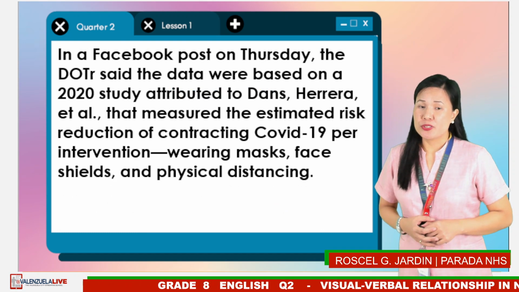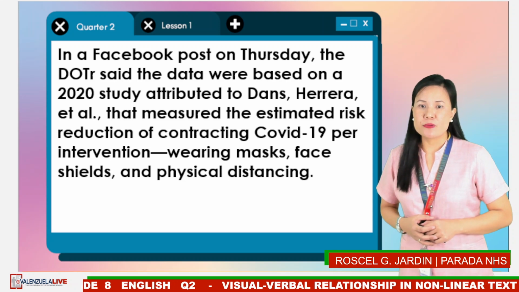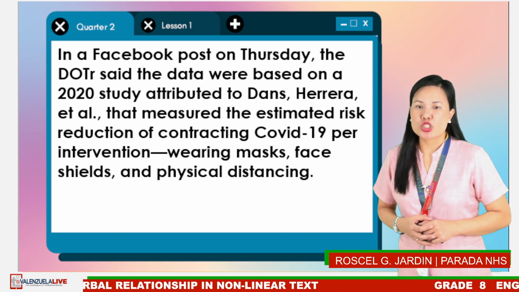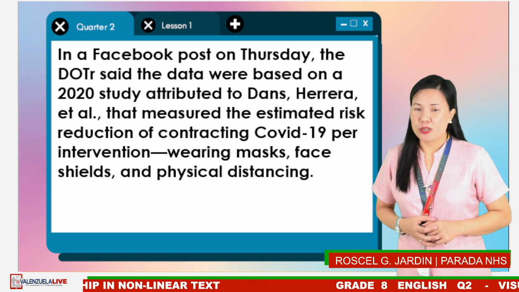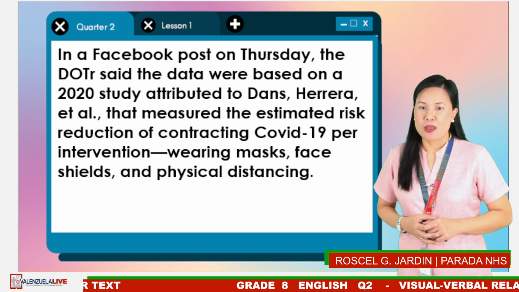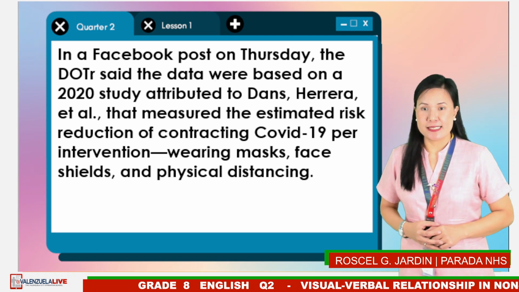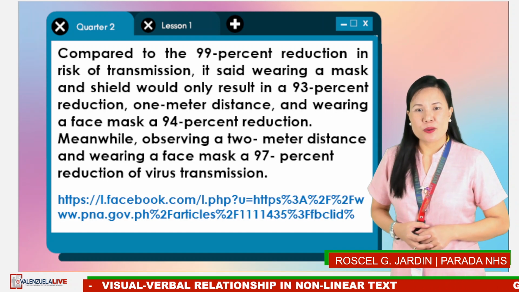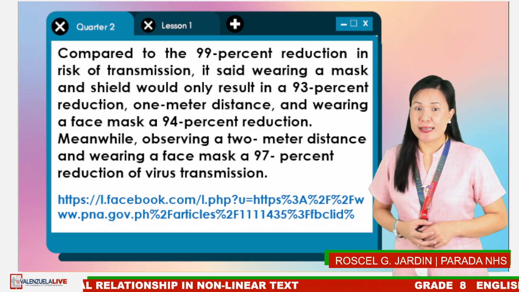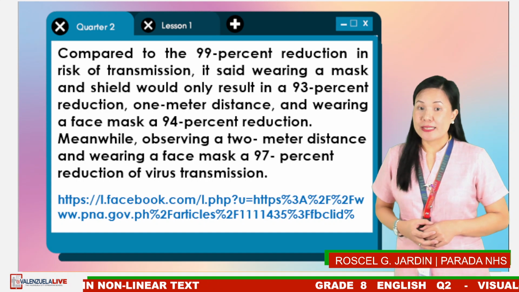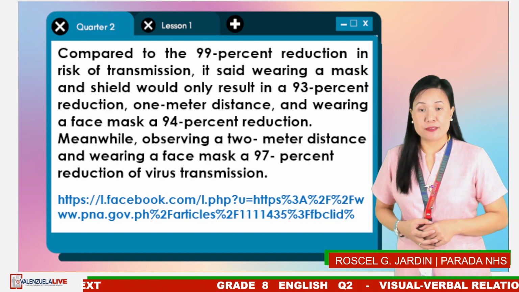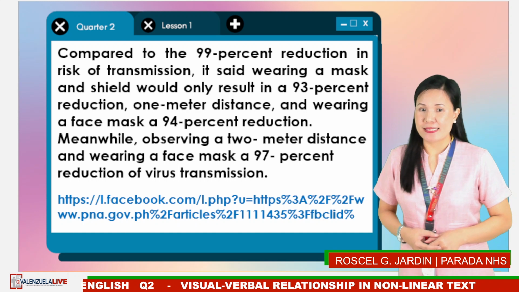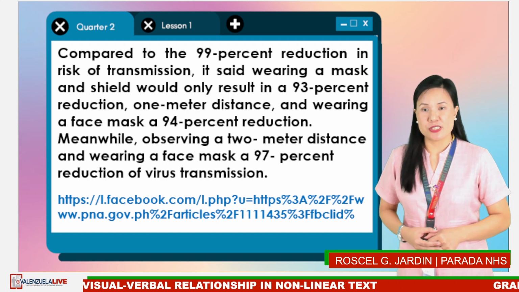In a Facebook post on Thursday, the DOTR said that the data were based on a 2020 study attributed to Dance, Herrera, and others that measures the estimated risk reduction of contracting COVID-19 per intervention, wearing masks, face shield, and physical distancing. Compared to the 99% reduction in risk of transmission, it is said wearing a mask and shield would only result in a 93% reduction. 1 meter distance and wearing a face mask, a 94% reduction. Meanwhile, observing 2 meter distance and wearing a face mask, a 97% reduction of virus transmission.